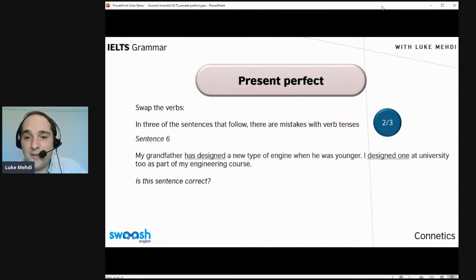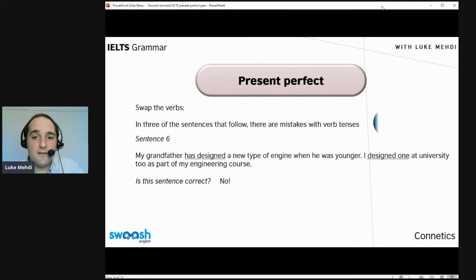And then the big clue, there were 6 sentences, 3 of them with mistakes. Here is our last one. Is this sentence correct? I'm sure you can probably guess that it's not. My grandfather has designed a new type of engine when he was younger. When he was younger, that was a time in the past. It's finished. So we should be using the simple past there. The second half is a bit more difficult. I designed one at university too as part of my engineering course.